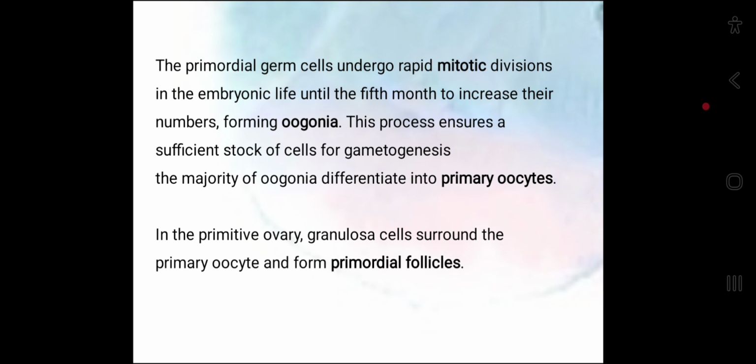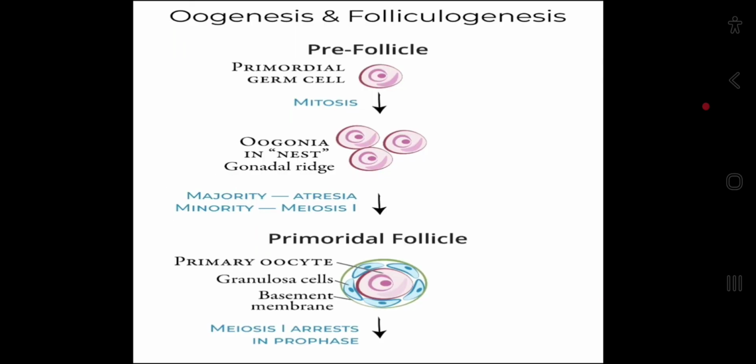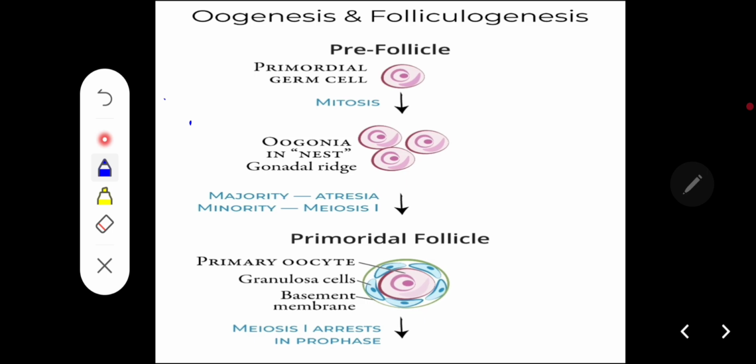In the primitive or fetal ovary, granulosa cells surround these primary oocytes to form primordial follicles. We have to differentiate between primary oocyte and primordial follicle. To understand the difference between follicle and oocyte, we start from primordial germ cells. These primordial germ cells undergo mitosis to replicate and increase in number. After mitotic division, they form oogonia. The majority of these oogonia will die by atresia or degenerative death, and the rest of the oogonia will enter meiosis 1.